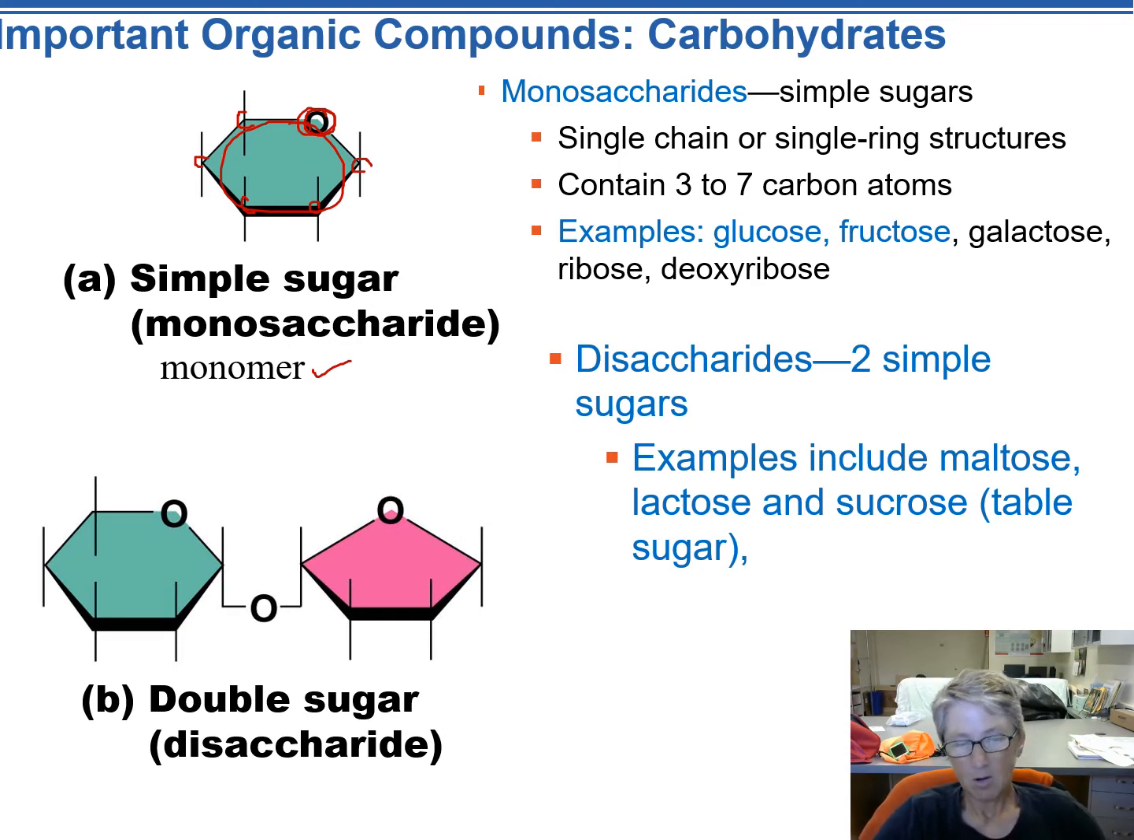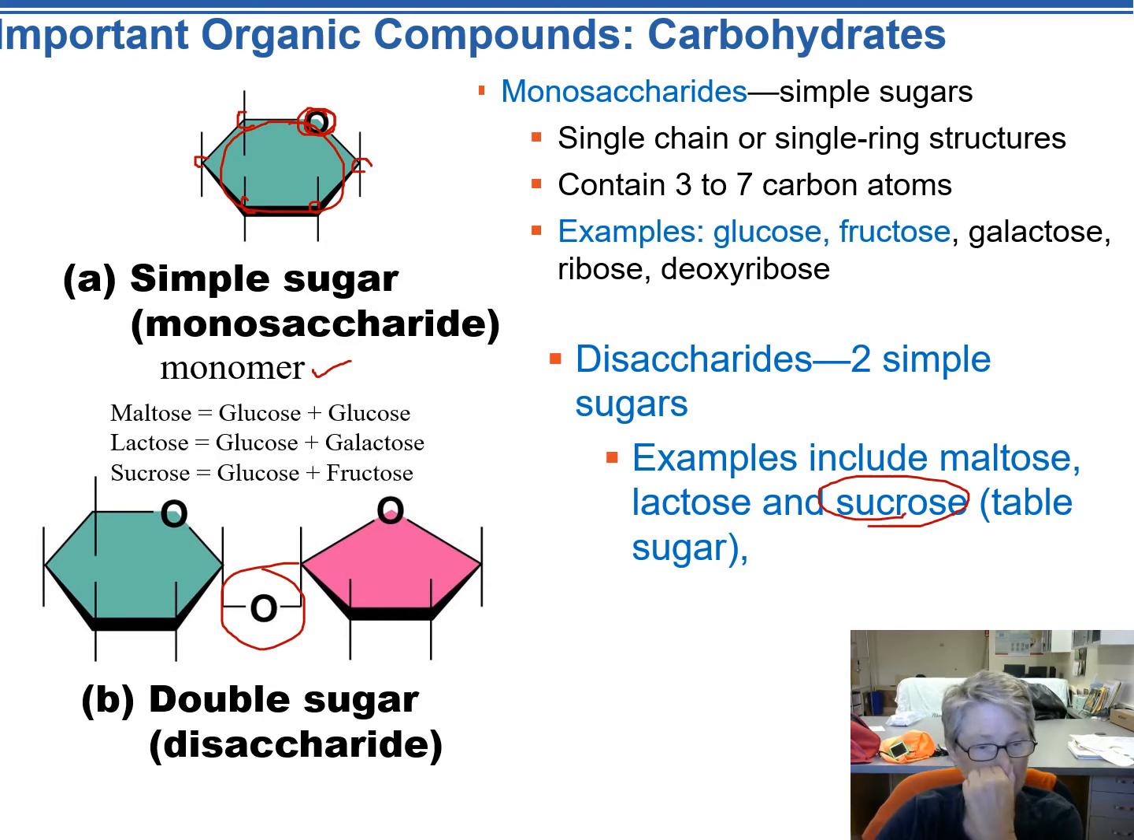And then disaccharides, we said, are called a double sugar, or disaccharide. It's when two simple sugars are hooked together by a bond. The examples we saw in the previous slide: maltose, lactose, sucrose, delicious. Glucose and fructose hooked together is sucrose.